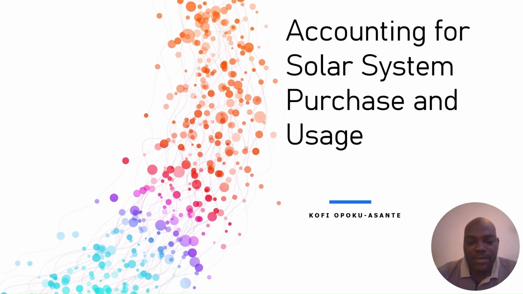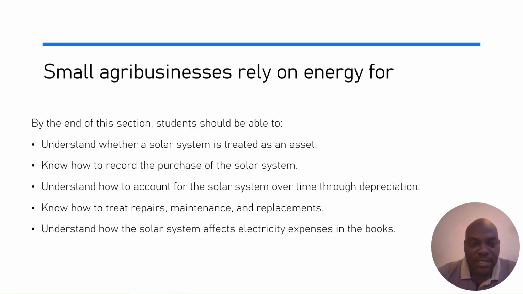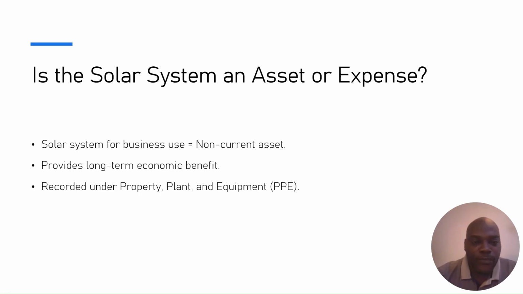Welcome. In this class, we are going to learn about the accounting for solar system purchases and usages. By the end of this session, students should be able to understand the solar system, how it's treated as an asset, how to record the purchase of it, how to know the treatment of repairs and maintenance as well as replacement, and understand how the solar system affects electricity expense in our books.